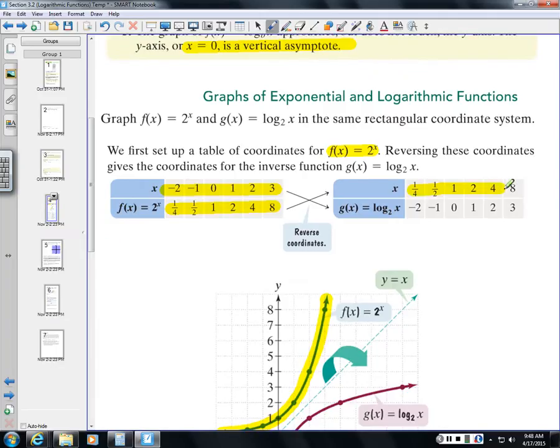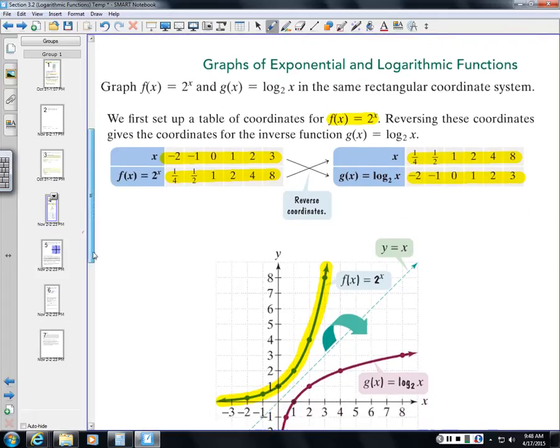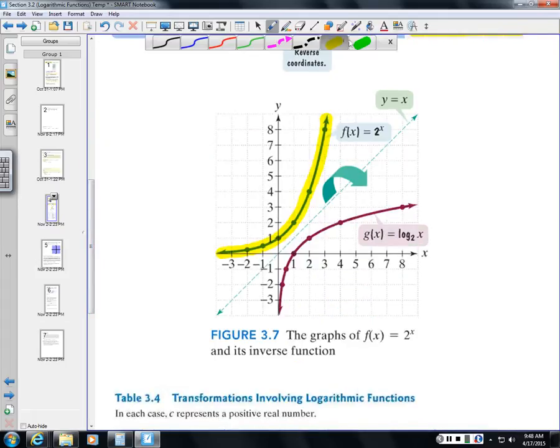All of the ordered pairs have been reversed. Instead of having the ordered pair -2 and a fourth, we have 1/4 and -2. Instead of having 0, 1, we have 1, 0. Instead of having 1 and 2, we have 2, 1. And again, that's because they're inverses. And then you can see what the shape of the log function looks like.